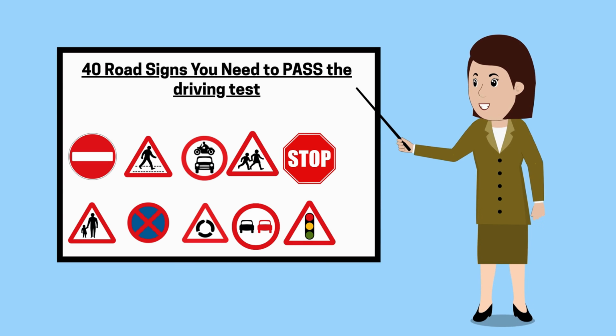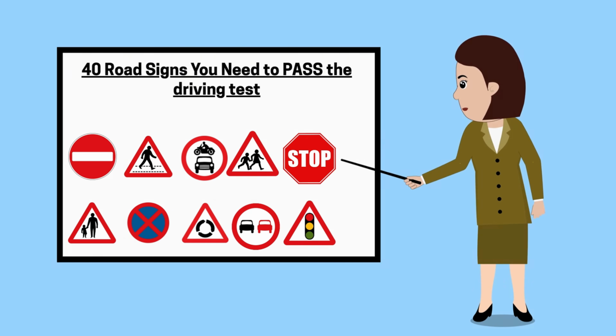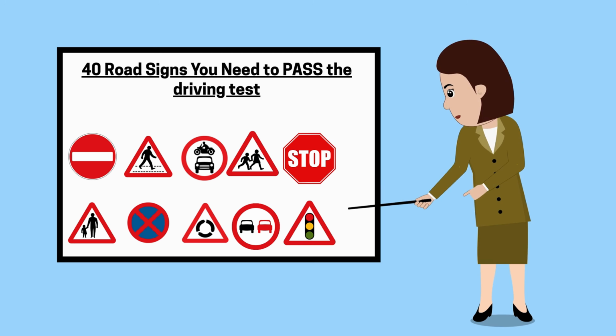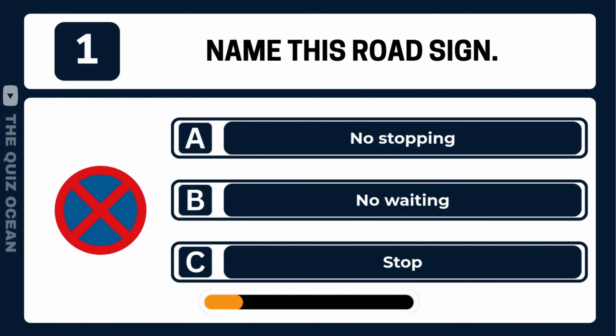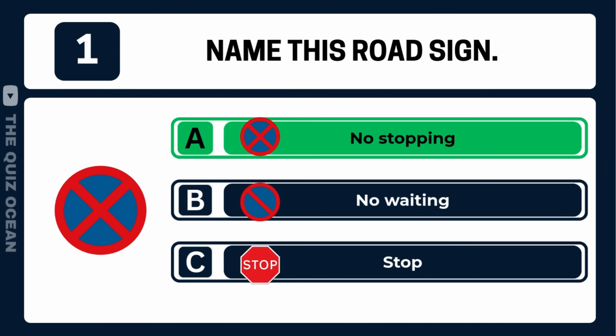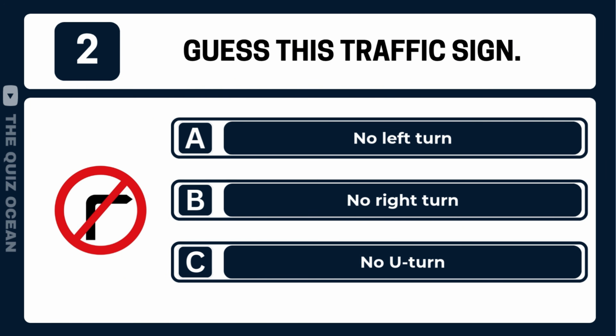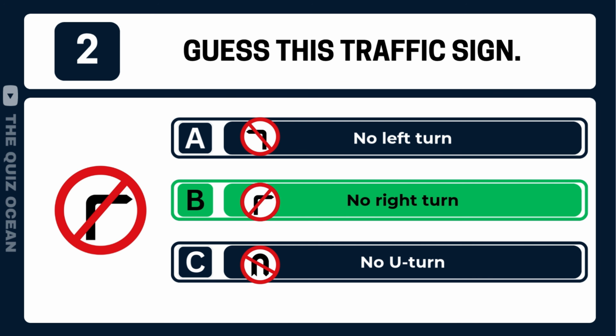Test yourself with these 40 road signs for driving test and find out if you're ready to ace your exam. Name this road sign. The answer is A, no stopping. Guess this traffic sign. The answer is B, no right turn.